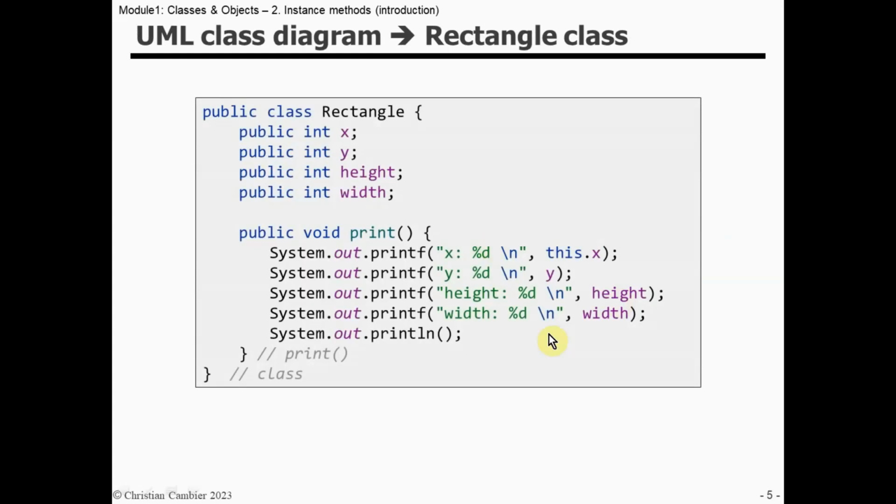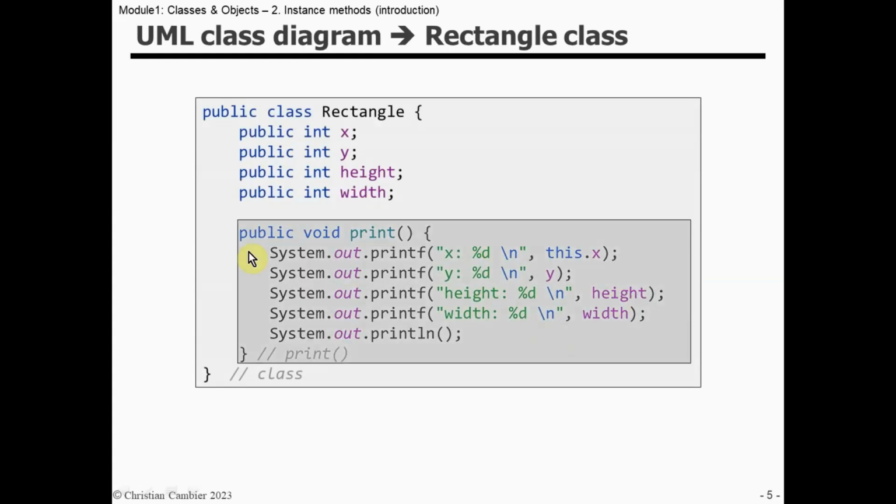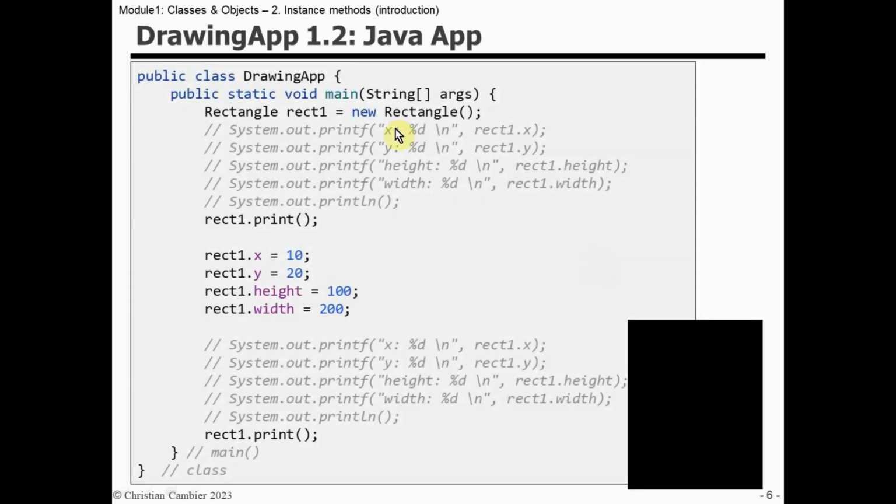Based on the definition in the UML class diagram, we define the print method as a public method, void, not returning anything. The actual implementation, or what it has to do, is print out all the properties. Now, in the following videos, I'll focus your attention on the this dot notation, or the usage of the this pointer. We'll see that actually we can use either the name of the property directly, or have it preceded by this dot. Usage of the print method in the Drawing app 1.2.